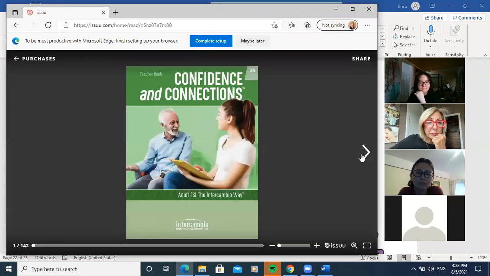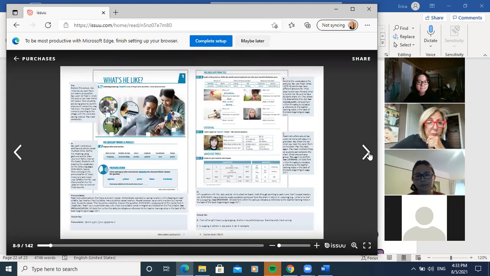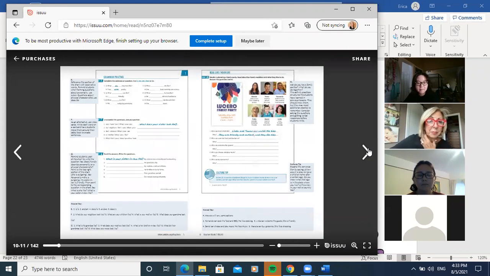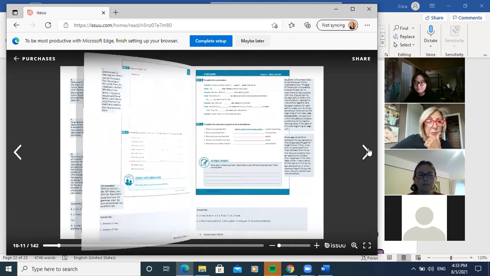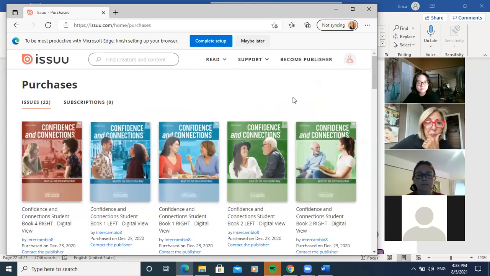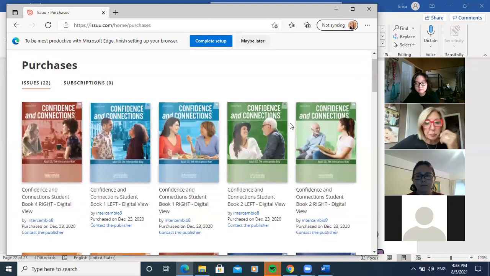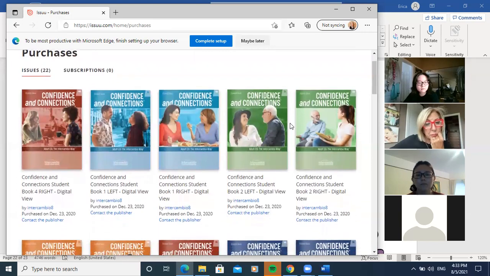So just to show you, the teacher book is basically the student book, but it has teaching notes around it. If I were teaching online, students can also purchase the book. I think they're $10 or $12. If they want a copy, they can buy it online.